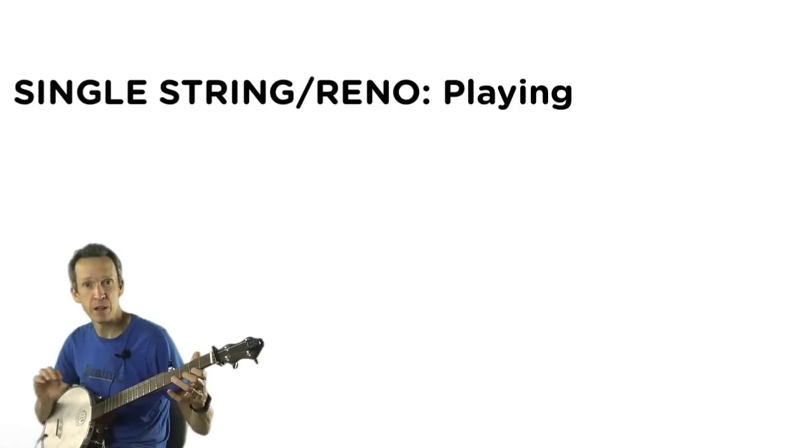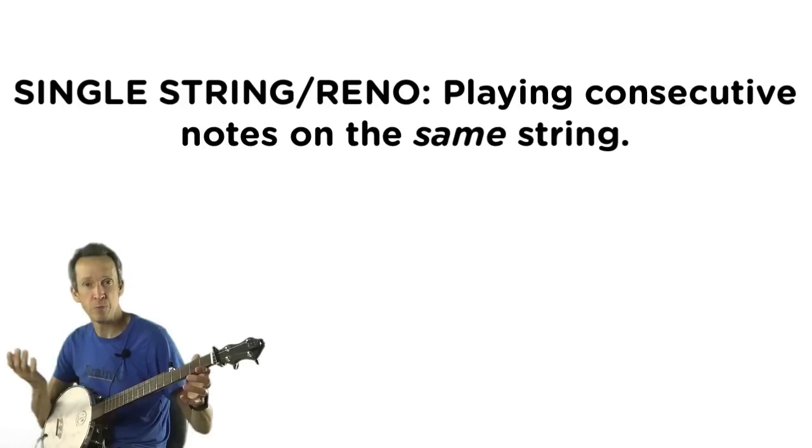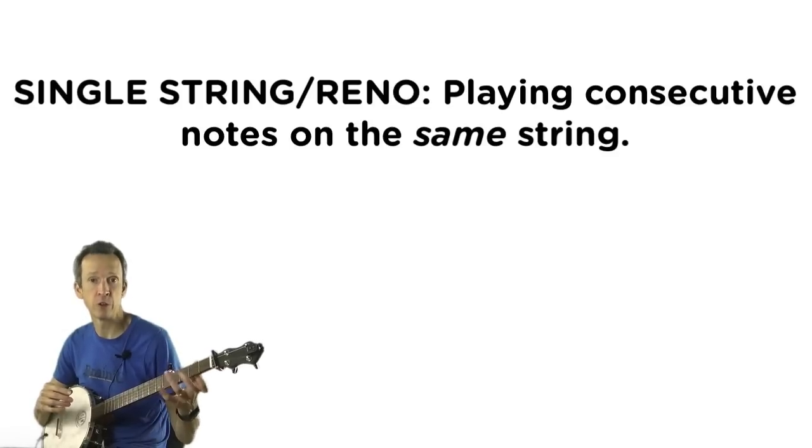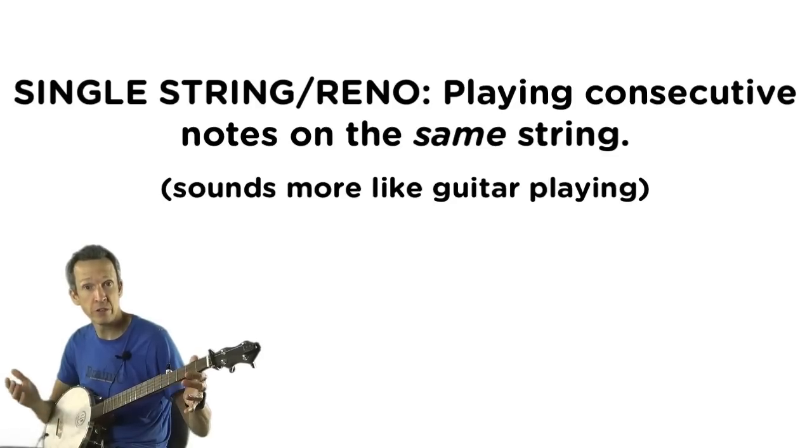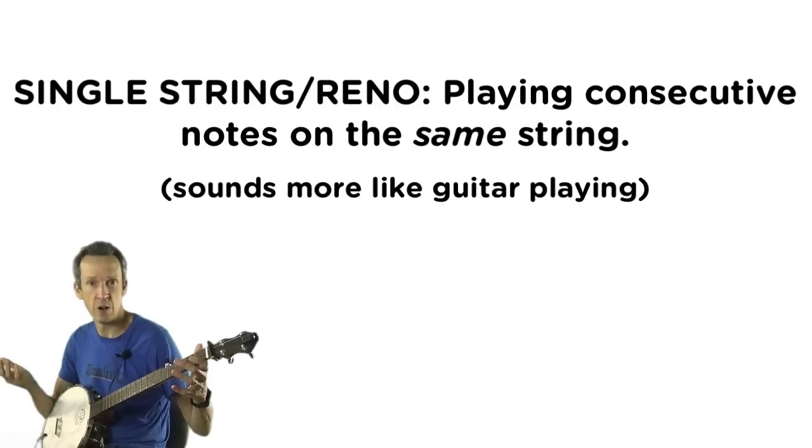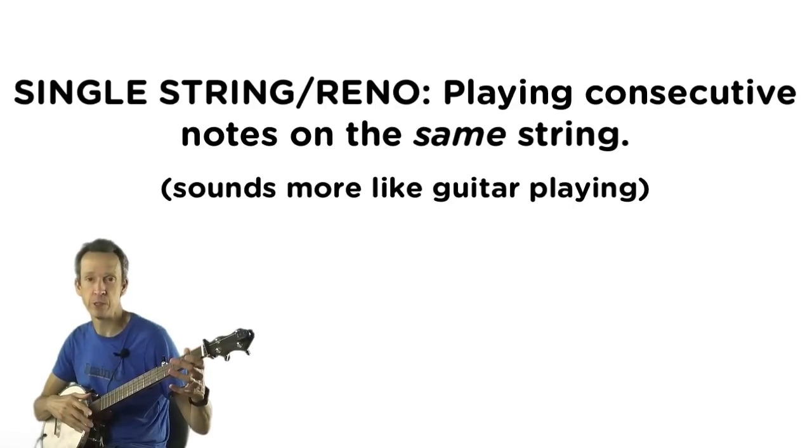Now, the other approach to getting consecutive melody notes is to get them on the same string. And there are banjo players who utilize that style, and that naturally is referred to as single string, or sometimes referred to as Reno style, named for Don Reno, who first popularized it. And that is very similar to how you play a guitar. Most guitarists are familiar with playing multiple notes on the same string. Not surprisingly, then, single string style on the banjo sounds more like a guitar than the more traditional rolling sound that many of us associate with the banjo.